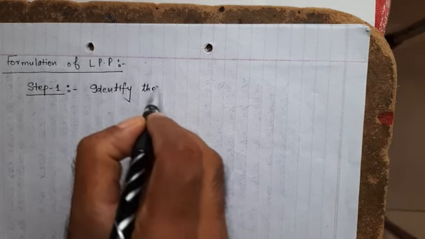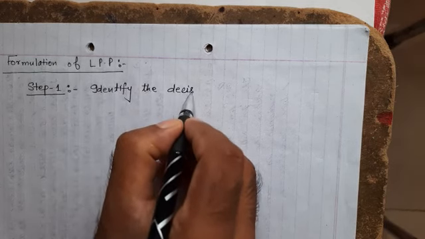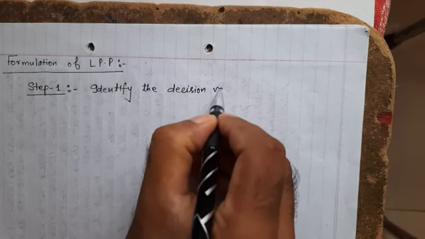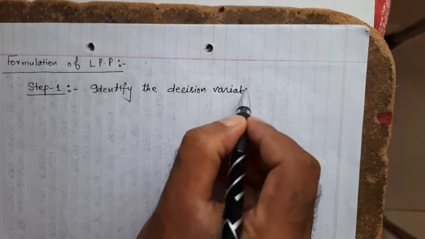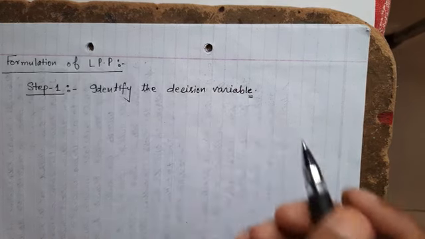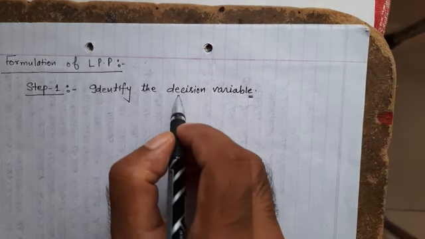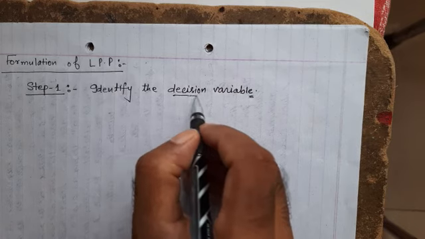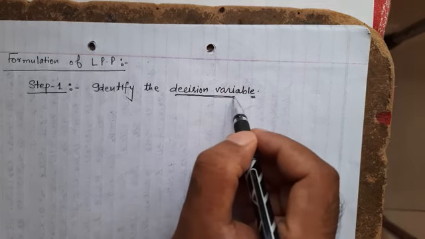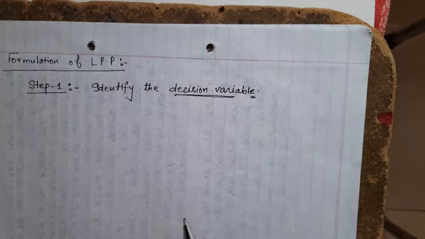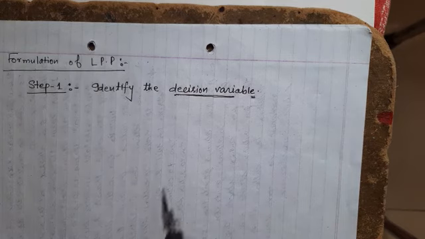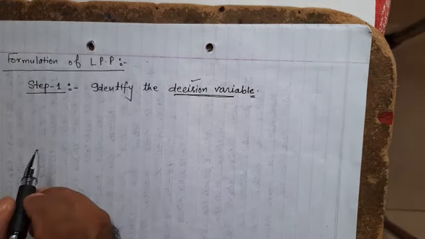Identify the decision variables. What is to be found out in the question, that we have to decide. The variables that we have to find out in the question are termed as decision variables. So in the first step, we have to identify these decision variables.